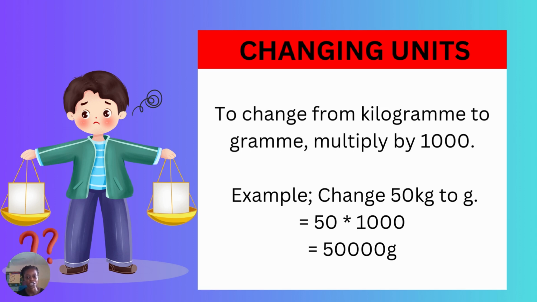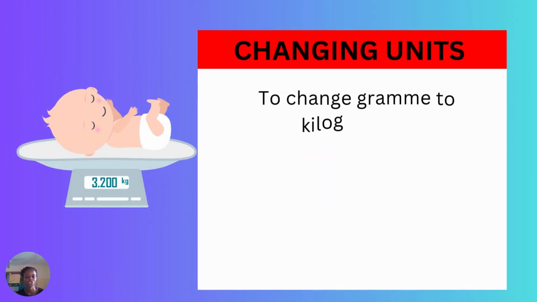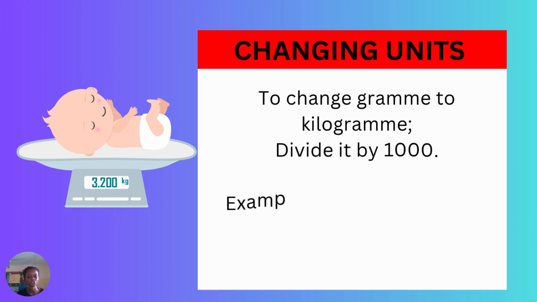For example, you want to change 50 kg to grams. That means you're going to multiply 50 kg by 1,000, which is 50 times 1,000, which is equal to 50,000 grams.